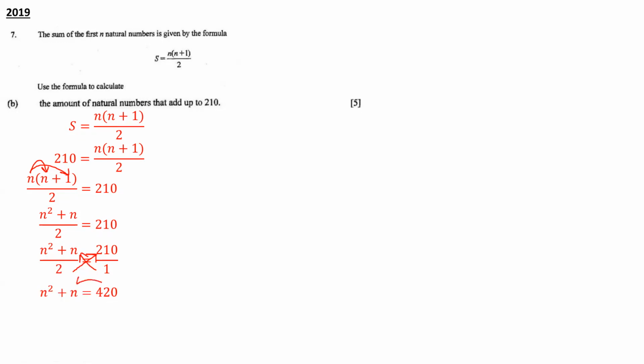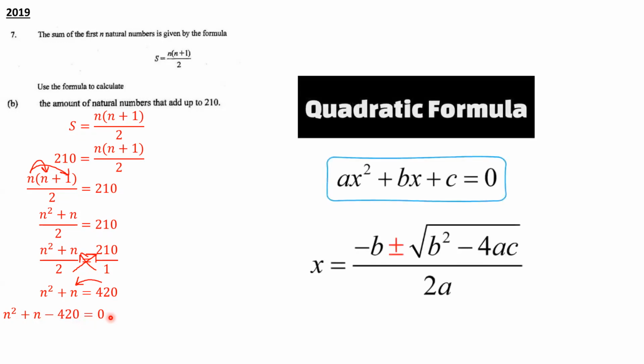So let's send this over. So if we send the 420 over, what do we have? We have n squared plus n minus 420 equals 0. That's fine. Now we are ready to use what? The quadratic formula. All right, notice that we have a different variable. It's n.